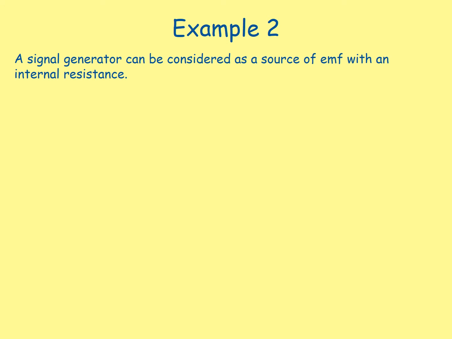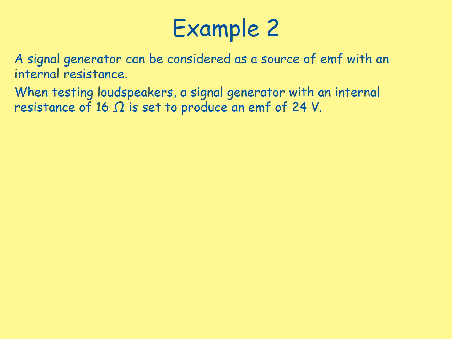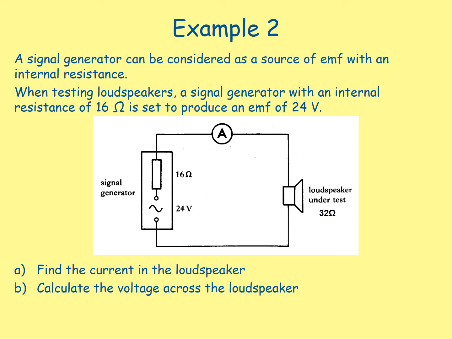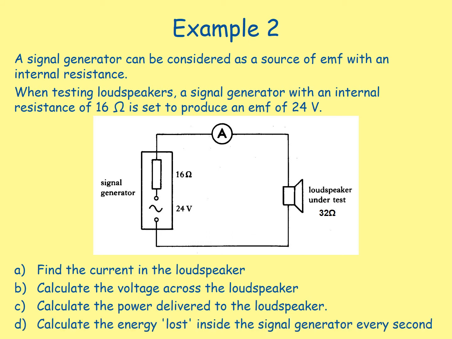Example 2. A signal generator can be considered as a source of EMF with an internal resistance. When testing loudspeakers, a signal generator with an internal resistance of 16 ohms is set to produce an EMF of 24 volts. Here's our circuit diagram. A. Find the current in the loudspeaker. B. Calculate the voltage across the loudspeaker. C. Calculate the power delivered to the loudspeaker, and D. Calculate the energy lost inside the signal generator every second.